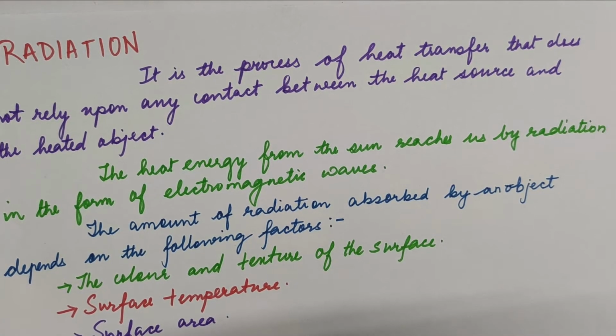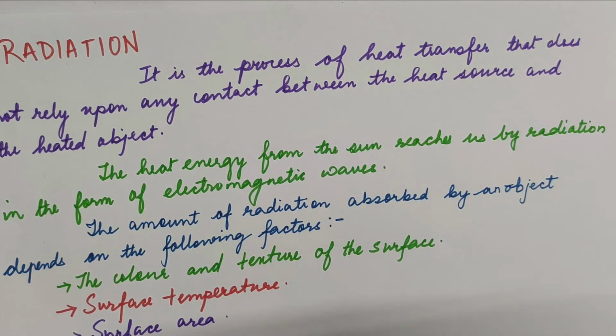In radiation, the process of heat transfer does not rely upon any contact between the heat source and the heated object. It does not heat the medium. Here, directly the body, which is at a particular distance from the heat source, gets heated up. The best example is the sun's rays which fall on the earth. We feel the heat of the sun, but the medium does not get hot.